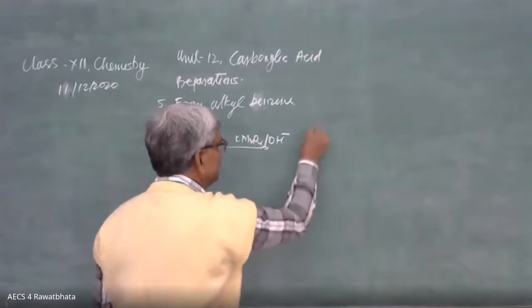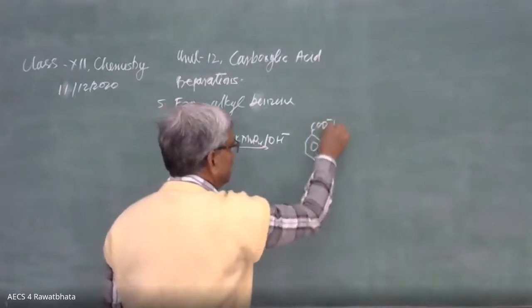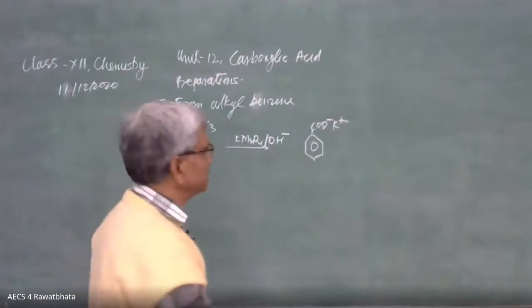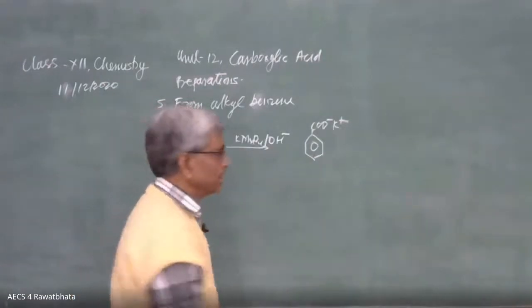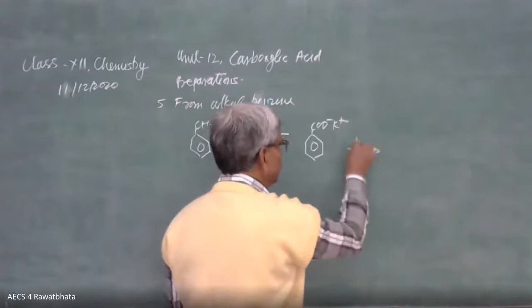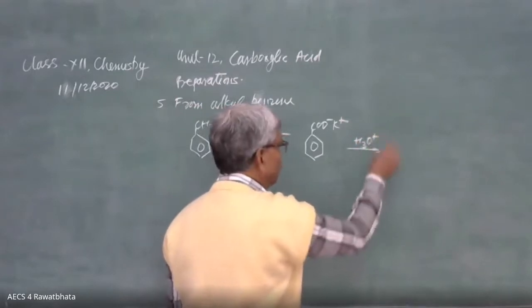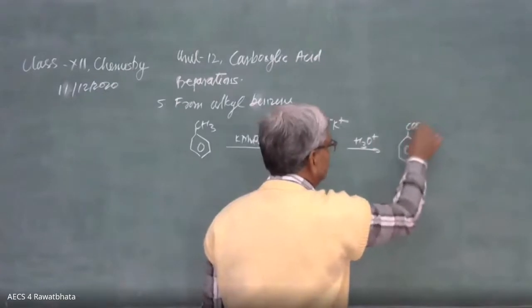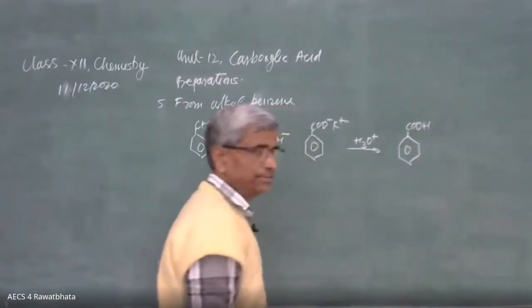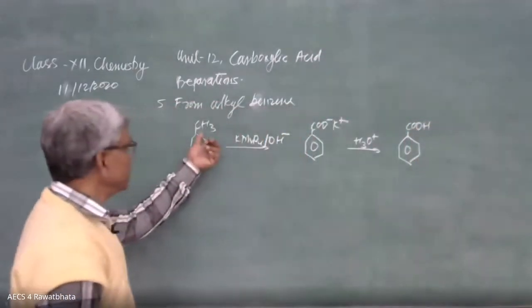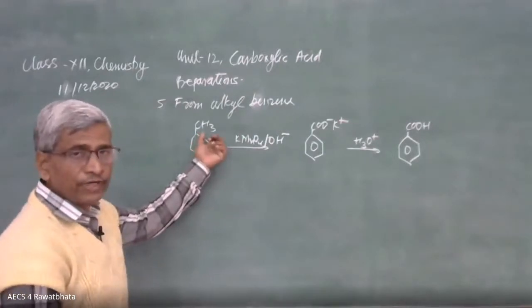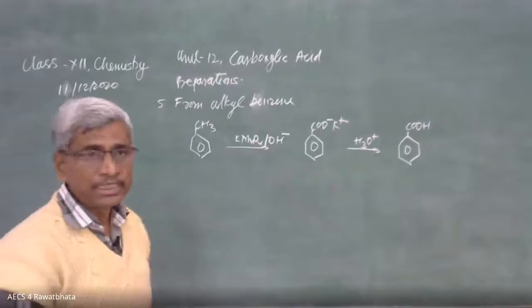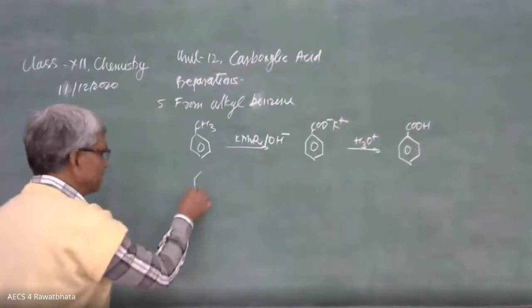Here is COO negative, K positive. If it is KOH, NaOH, then Na positive here. And finally, it is going to combine with acid to form carboxylic acid, COOH. If the number of carbon atoms is more than 1 at this place, we are getting only the benzoic acid, whatever the carbon, like this.